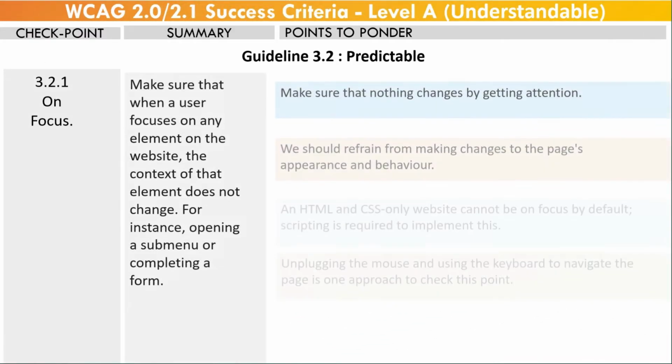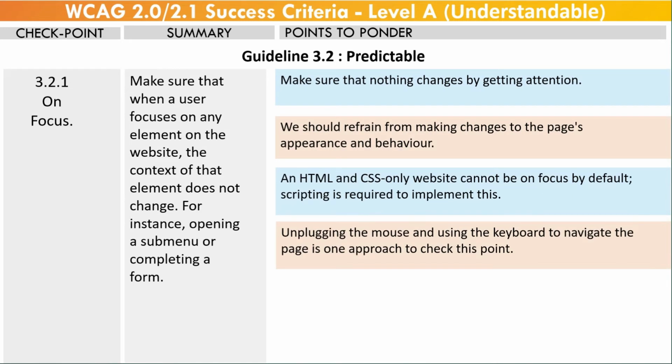Guideline 3.2 Predictable. 3.2.1 On focus. Make sure that when a user focuses on any element on the website, the context of that element does not change. For instance, opening a submenu or completing a form. Make sure that nothing changes by getting attention. We should refrain from making changes to the page's appearance and behavior.